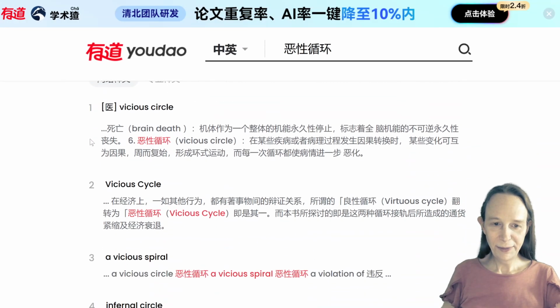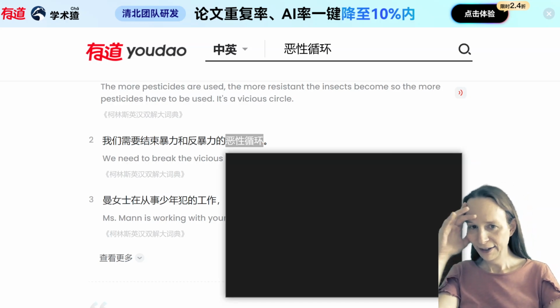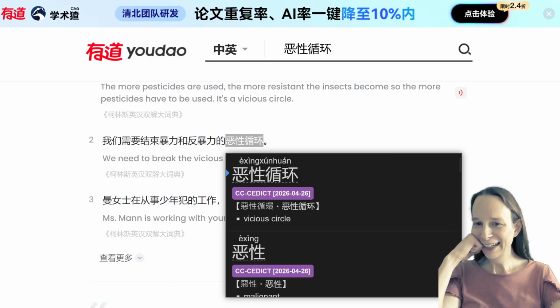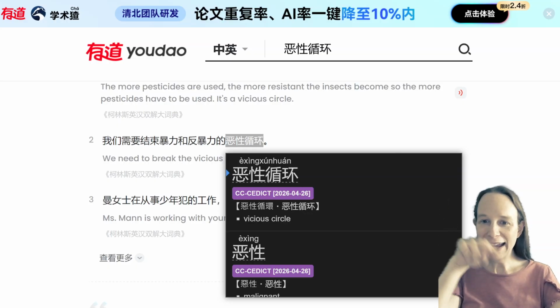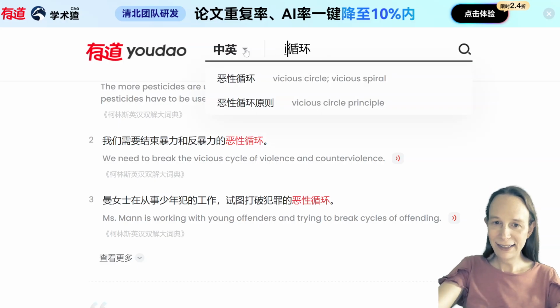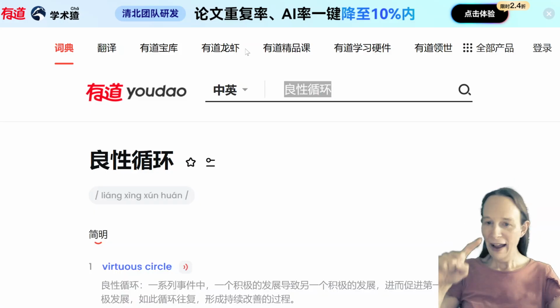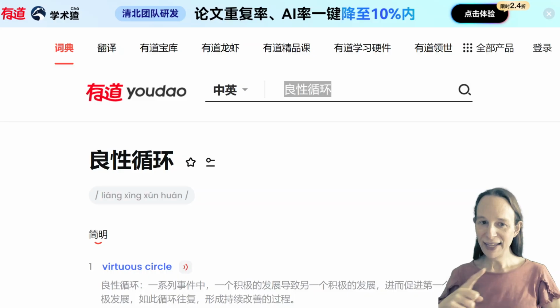So, do we have 恶性循环? So this is a vicious circle. It's like A makes B worse and B makes A worse. It's a vicious cycle. And so 良性, this is a virtuous cycle. So A improves B and B improves A kind of thing.